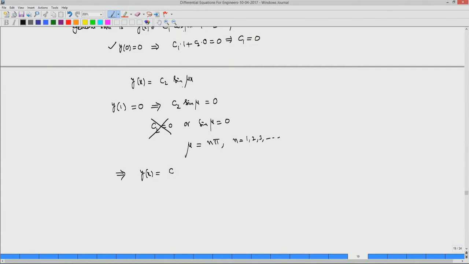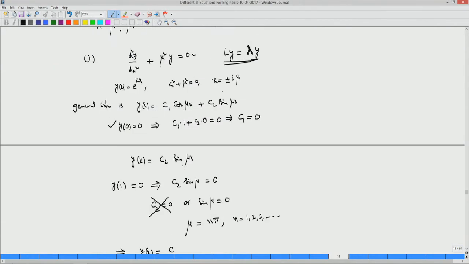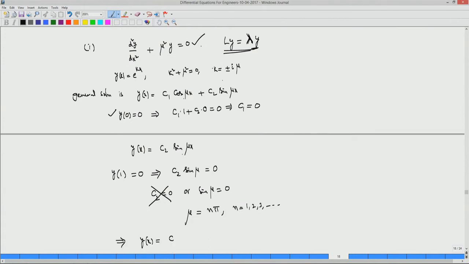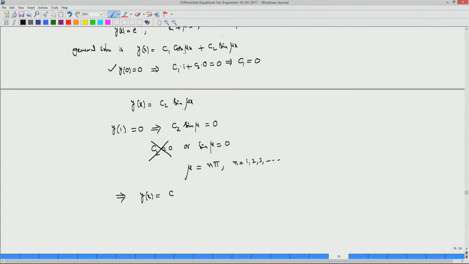C2 sin mu x is the solution of this homogeneous equation. Any constant multiple is also a solution, so you can take this arbitrary constant as 1. So you have a non-zero solution: replace C2, taking it as 1 for each n, where n is 1, 2, 3 onwards. What you consider is C2 is 1, so sin n pi x. These are your solutions.